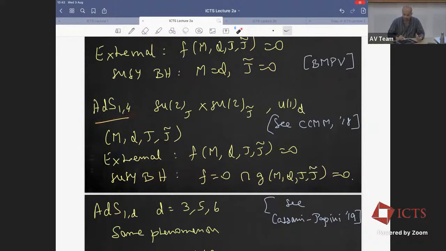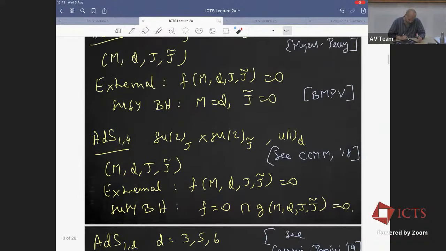But now let's do AdS, so this is gauged supergravity. Yesterday we did AdS5. This has an SU2 times SU2, with charges J and J tilde, and a gauge field U1. So again, there are four charges. There's one extremality condition and there's another supersymmetric condition which I call G. So this F and G are the functions you saw yesterday.